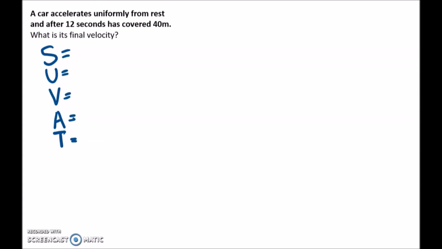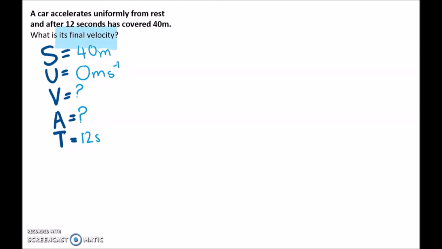Now for another one. So do the exact same thing, find your values for each of your S, U, V, A and T. Obviously there will be one or two that are always missing, and those are the ones you either need to solve both for or just for one. And so I'm plotting all these in. Remember, if something starts resting, it means that it's still at the start, so then it's going to be 0 meters per second.